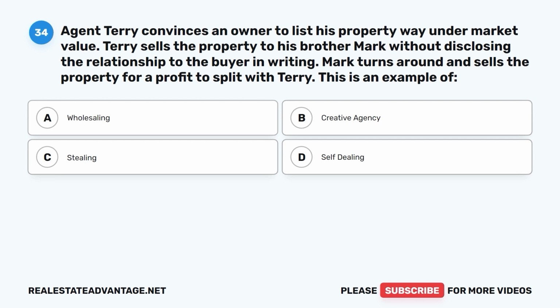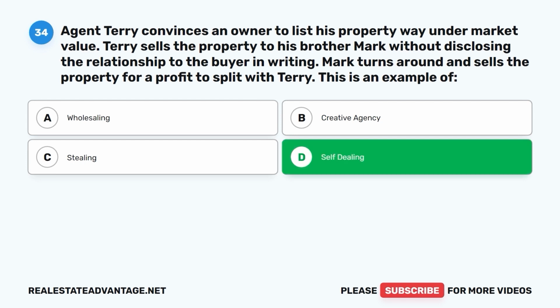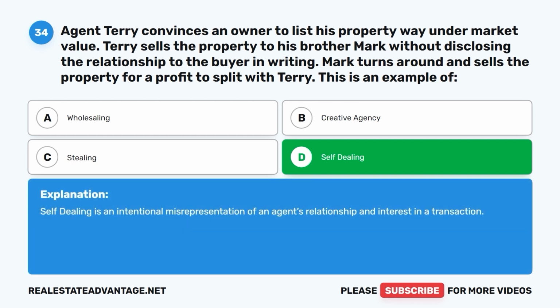This is an example of A. Wholesaling, B. Creative agency, C. Stealing, D. Self-dealing. The correct answer is D. Self-dealing. Self-dealing is an intentional misrepresentation of an agent's relationship and interest in a transaction.